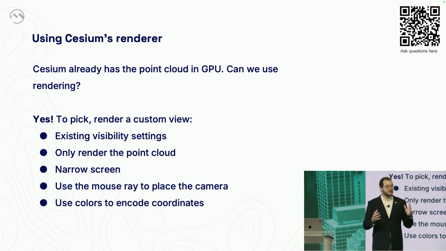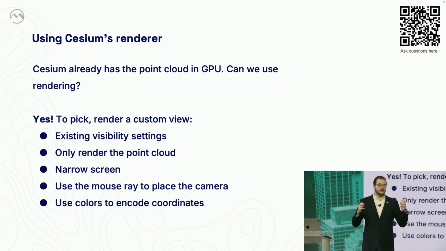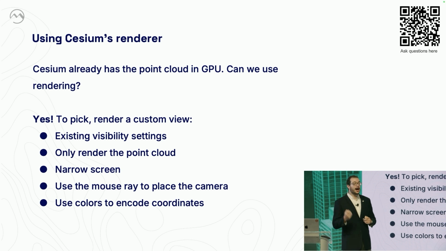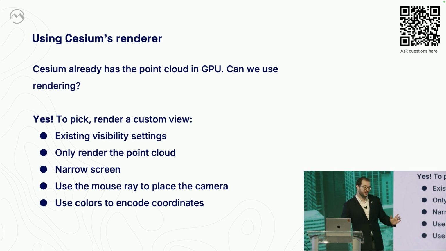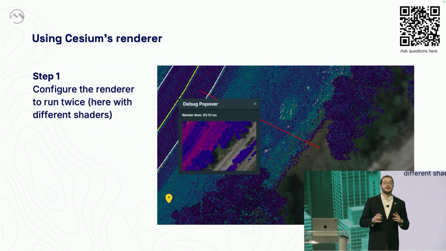Yes. In order to pick a point under the mouse, you have to use the existing visibility settings. You only render the point cloud in this very narrow context window, using the mouse ray to determine where to place the camera. And then you use colors to encode the coordinates of all the points. And I'm going to walk through each step here. So step one, we configured the renderer to run multiple times.